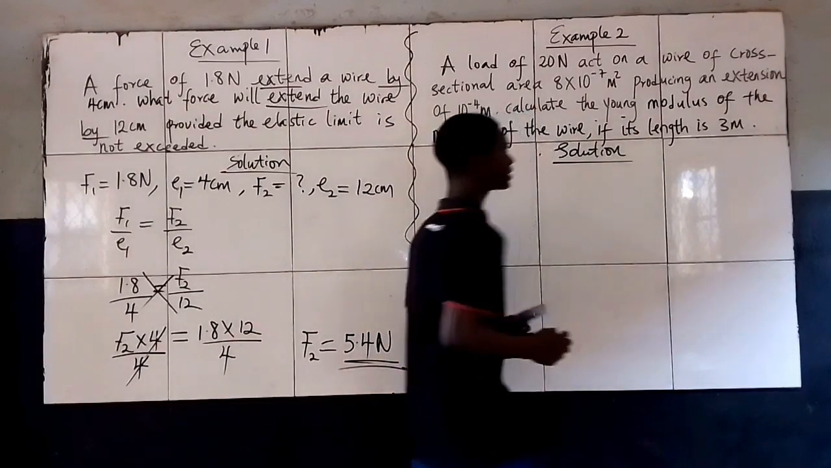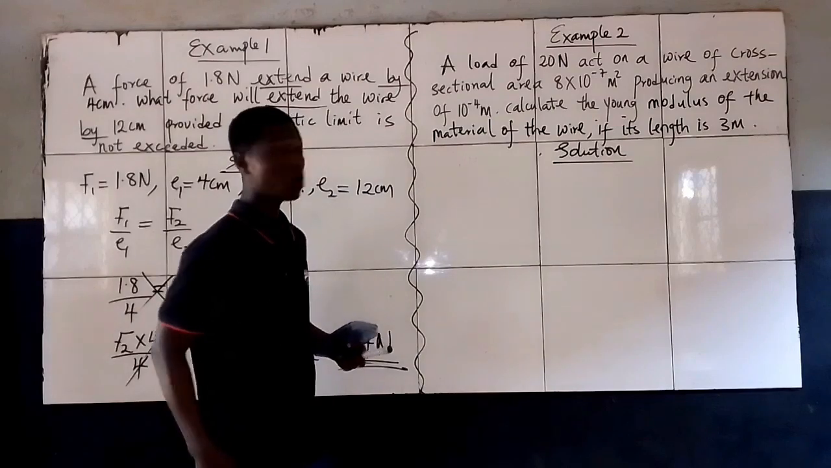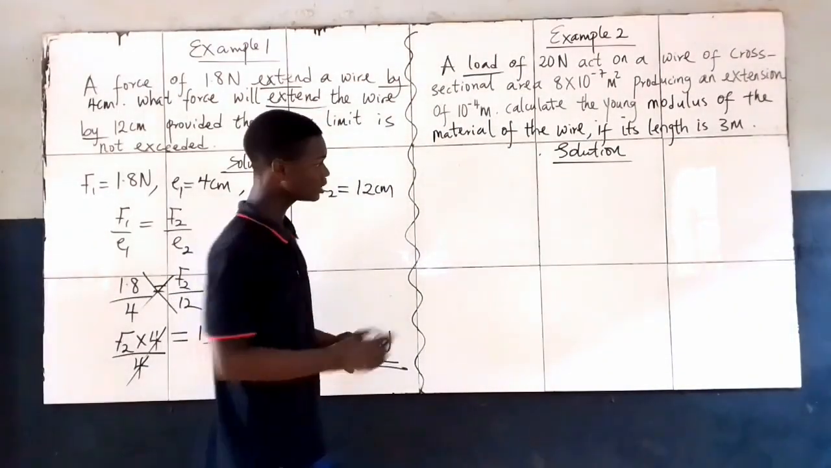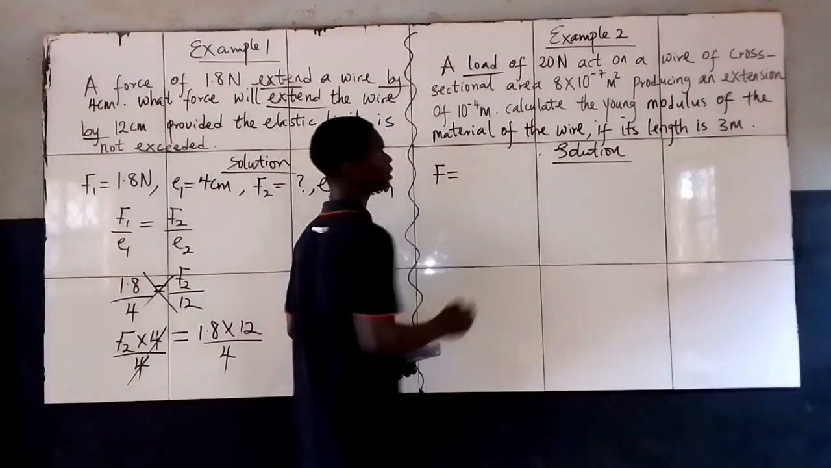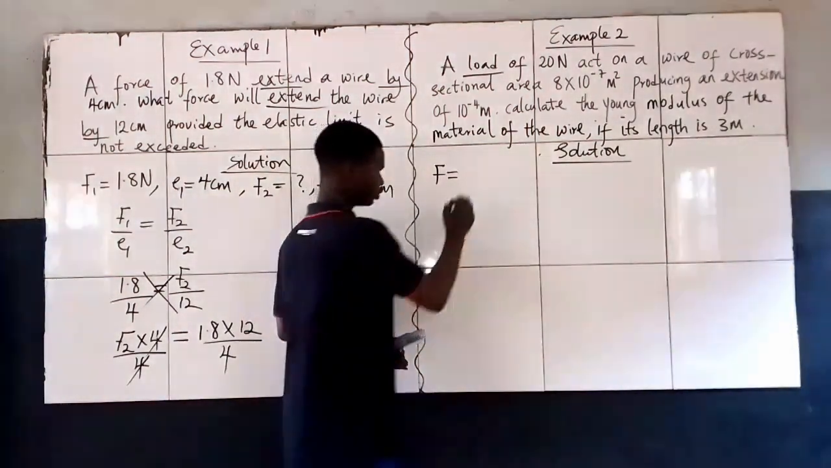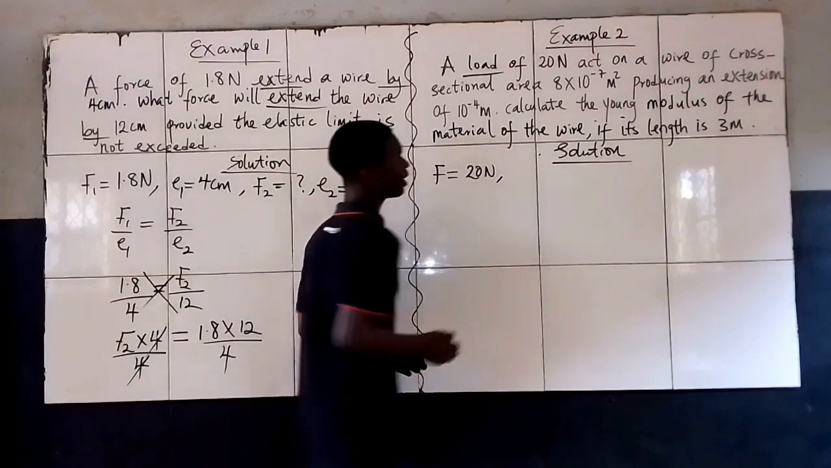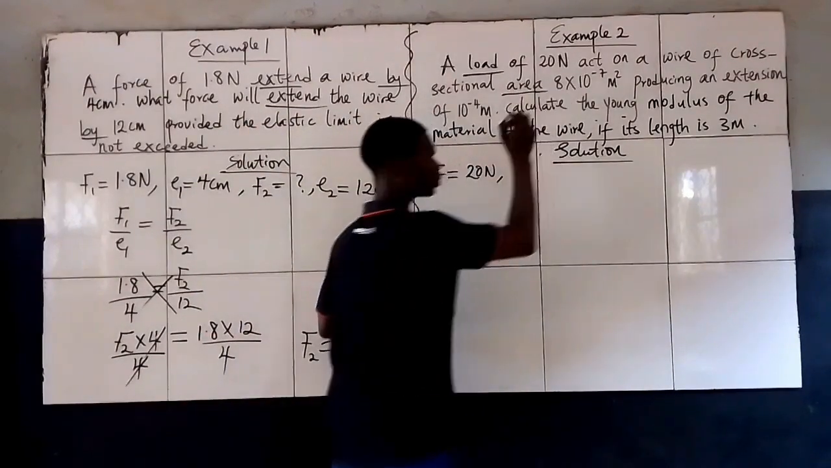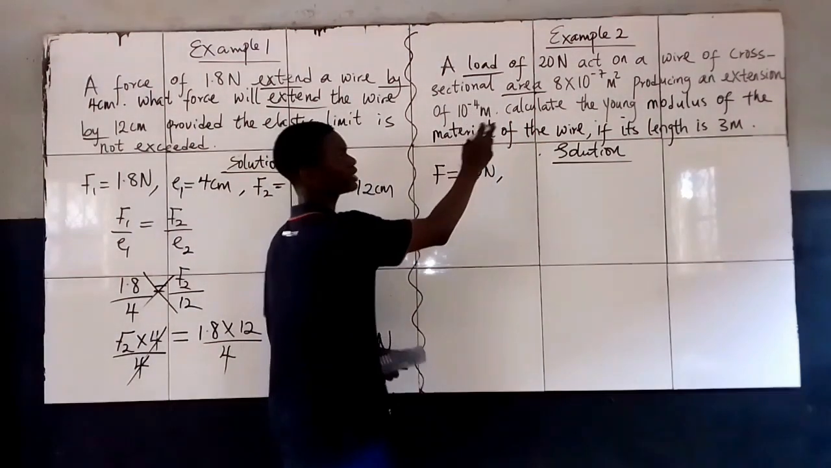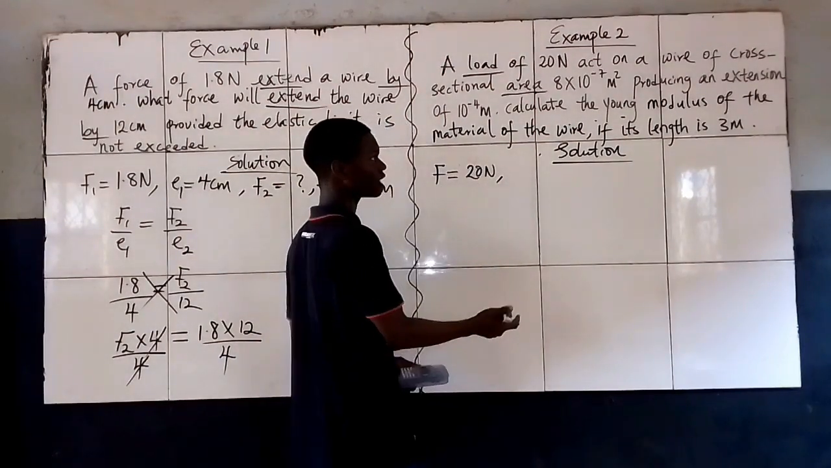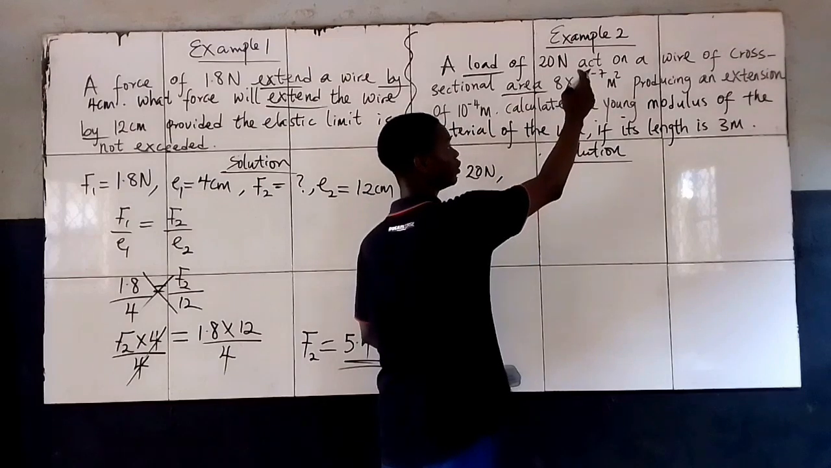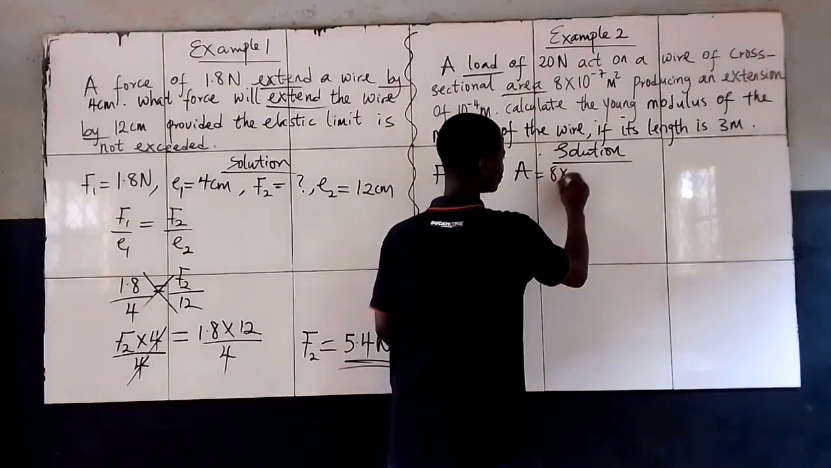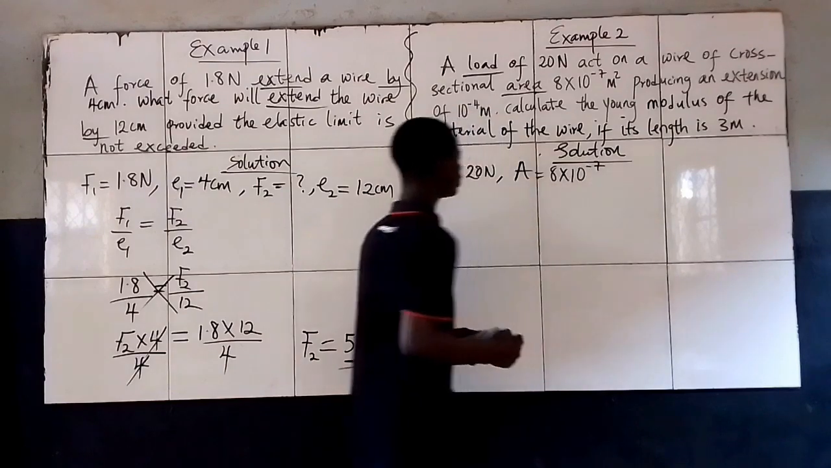Let's see how we can attack this question, guys. They said a load. Now I told us that whenever we see load, it's the same thing as force. So you come and write F equals a load of 20 Newton, which acts on a wire of cross-sectional area. This is what matters for us. Cross-sectional area, and the value that follows after is 8 times 10 raised to minus 7. So say the area is 8 times 10 raised to minus 7.